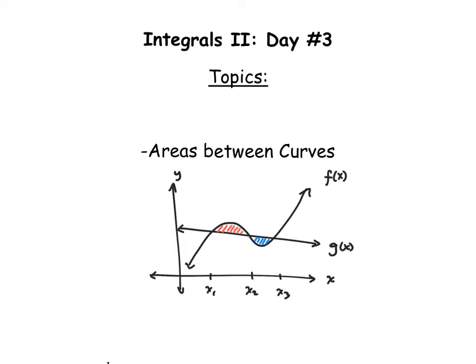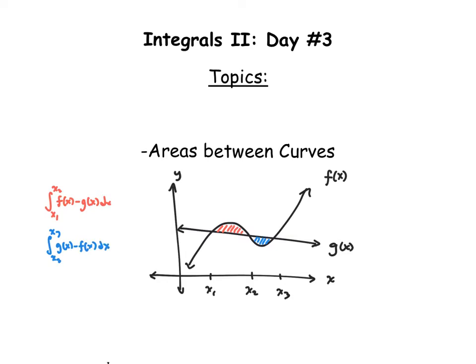So if I wanted to find the area between, or the red space, I could do the integral from x1 to x2 of the upper function f of x minus the lower function g of x. And then of course the blue space, if I took f of x minus g of x, I'd get a negative area. So we want to write that specifically as x2 to x3 of the upper function, in this case g of x, minus the lower function f of x.